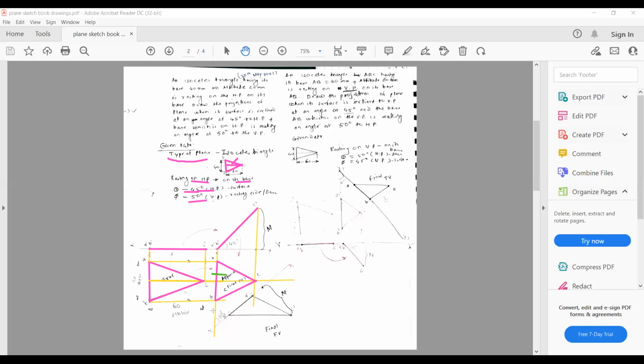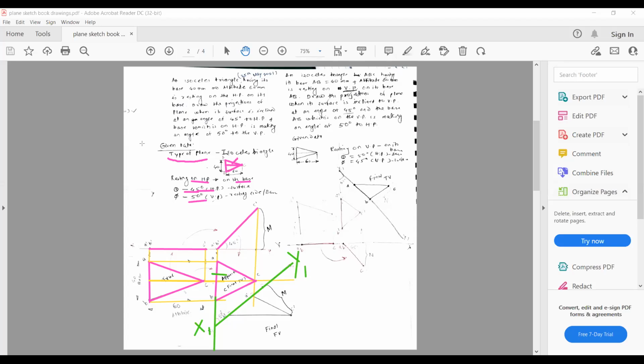So extend this AB side further down. Okay. You will be just extending it further. Through any one point on this, you will be drawing a line at an angle of 50 degree. Okay. Any random line. This line is going to be the X1 Y1 line.